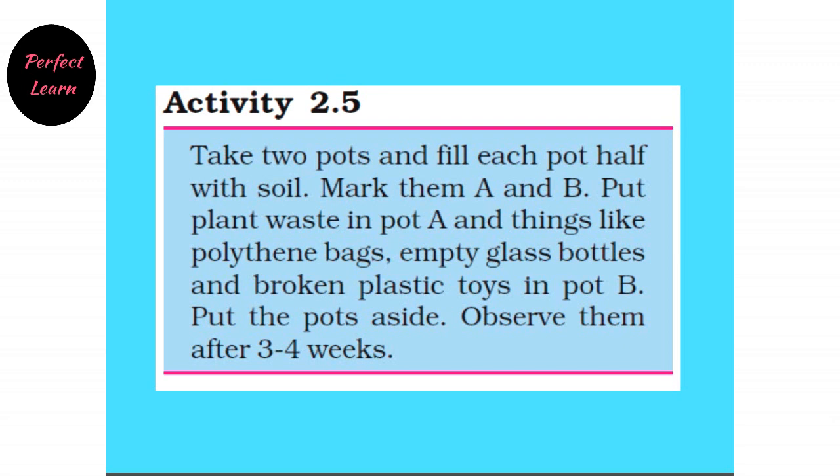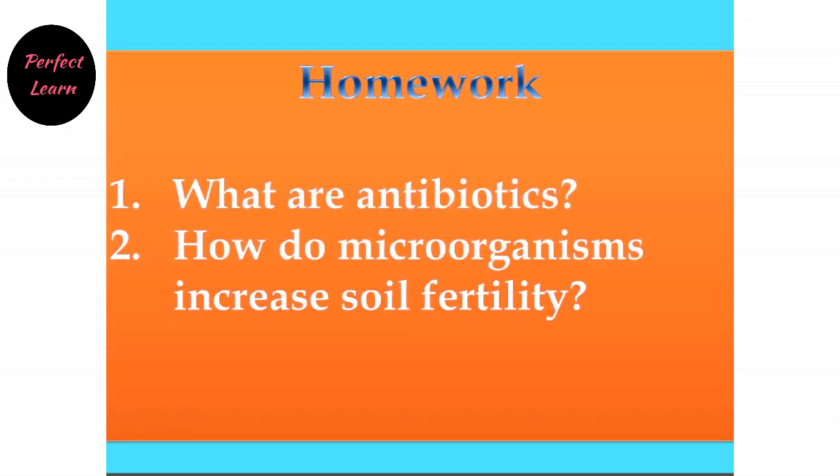Activity 2.5. Take 2 pots and fill each pot half with soil. Mark them A and B. Put plant waste in pot A and things like polythene bags, empty glass bottles, and broken plastic toys in pot B. Put the pots aside. Observe them after 3 to 4 weeks. Homework. What are antibiotics? How do microorganisms increase soil fertility?